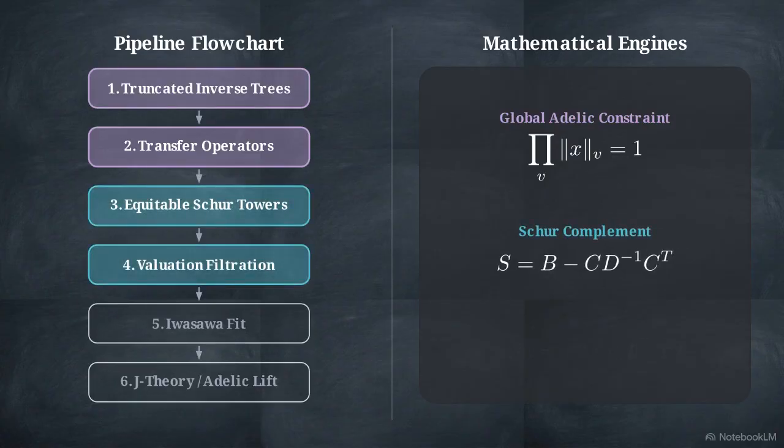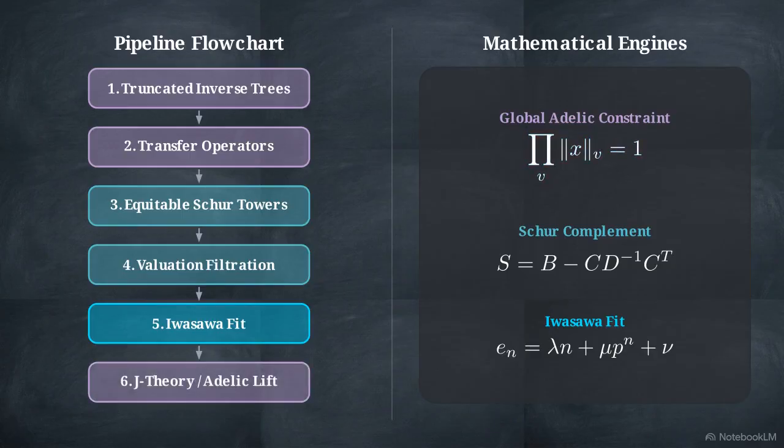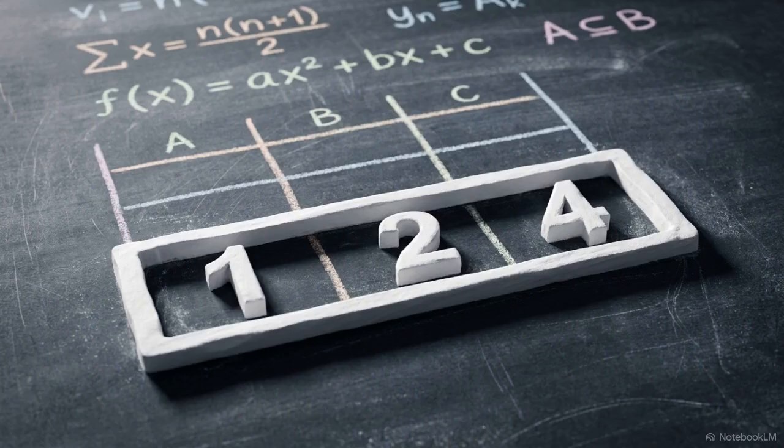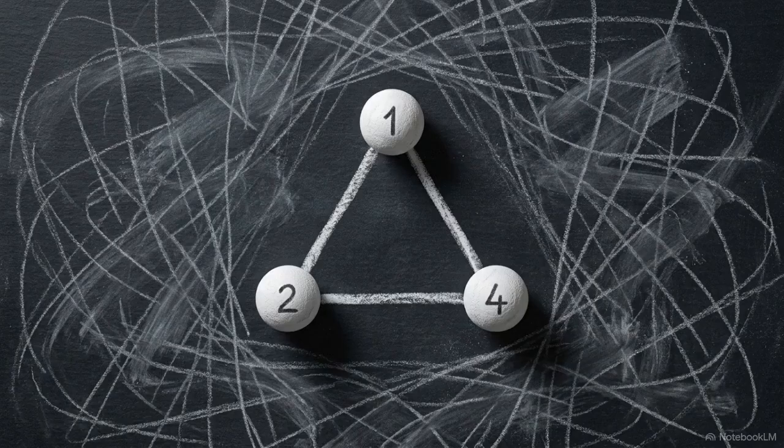complements, and tested the valuations for anomalous growth using the Iwasawa fit. While this specific pipeline did not produce a counterexample, it verifies our methodology. We proved that we can take infinite topological noise and filter it down strictly to the inescapable 1, 2, 4 cycle.